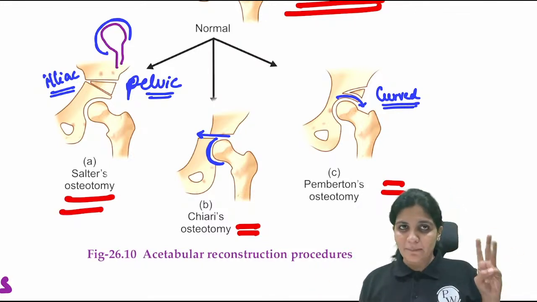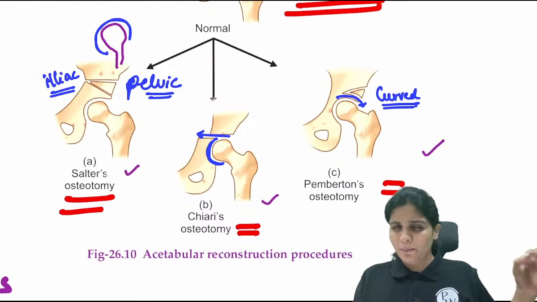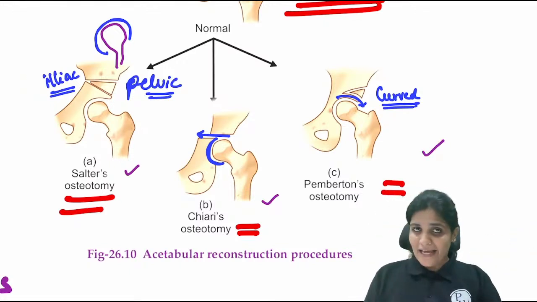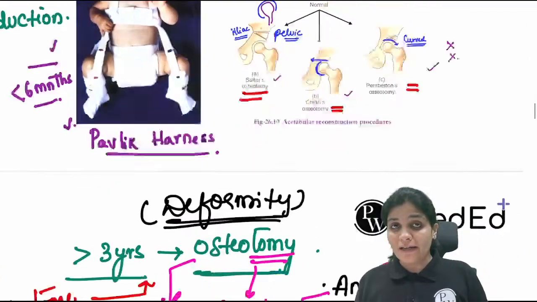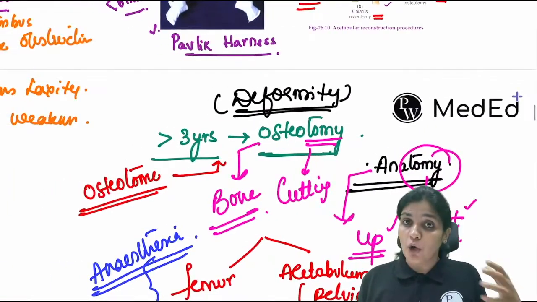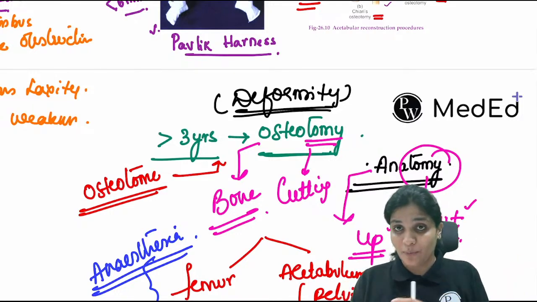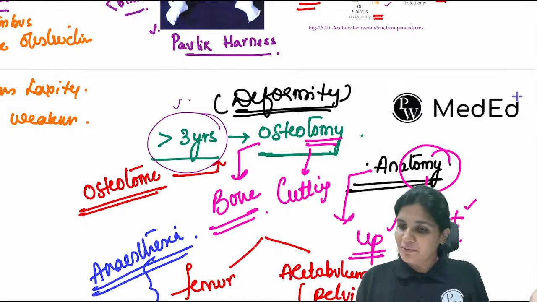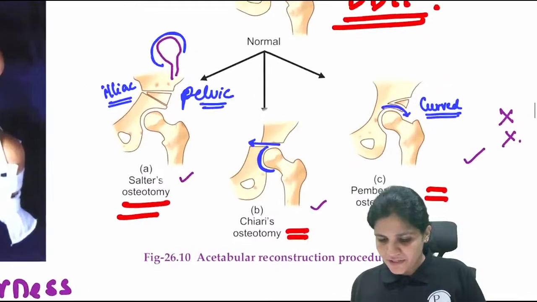So for that, remember there is Salter's, there is Chiari's, and there is Pemberton's, and nobody is going to ask you what is Salter, what is Chiari, what is Pemberton. No, nobody is going to ask you. They will just ask you when is osteotomy preferred. Then you will write: whenever a closed reduction is required and you feel that the acetabulum is not adequate, then you go for osteotomy. Usually that is seen after 3 years. Okay, procedure. Which procedure?